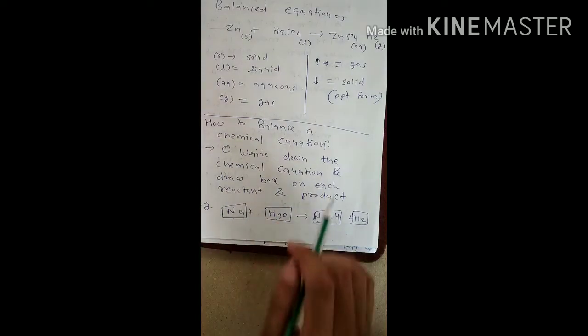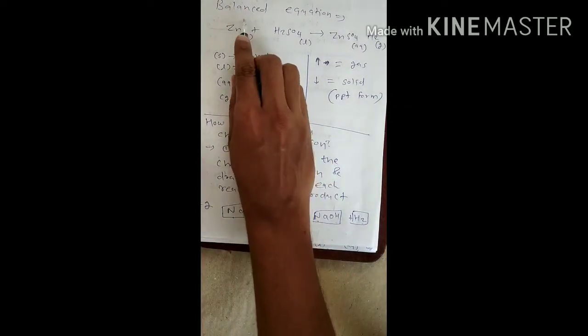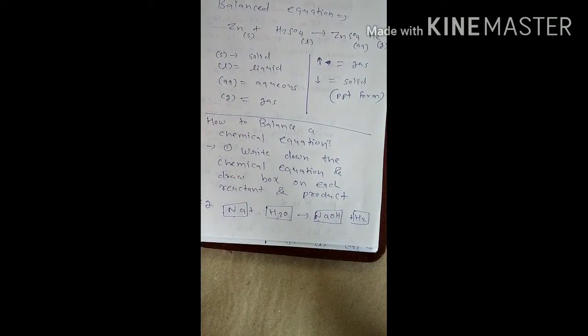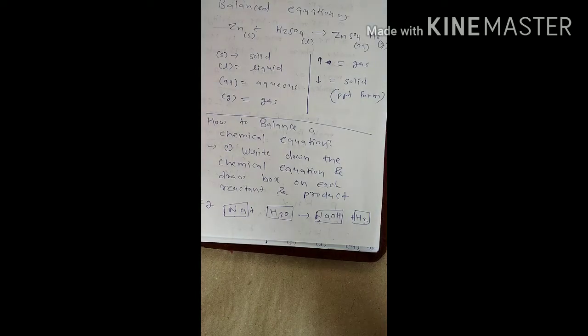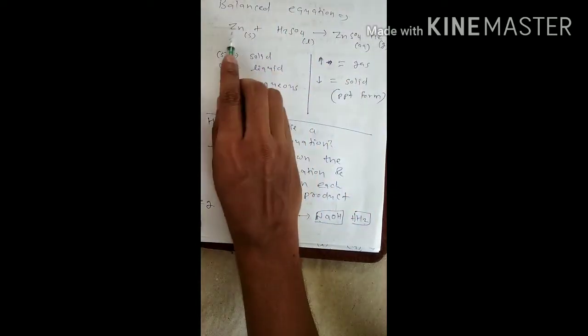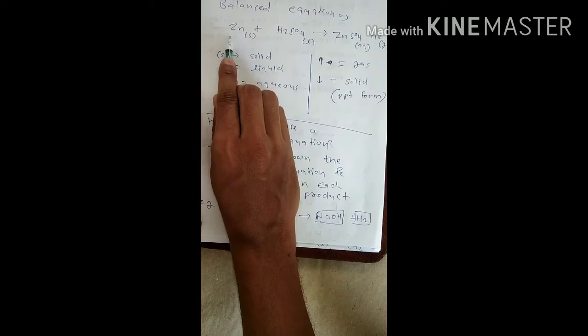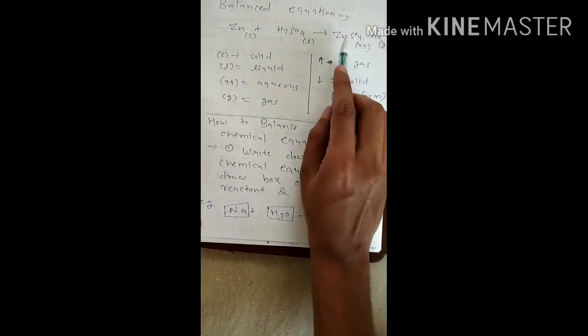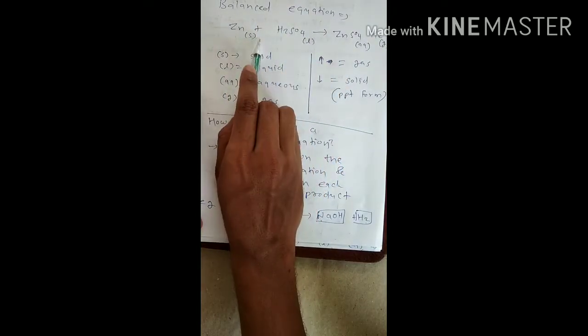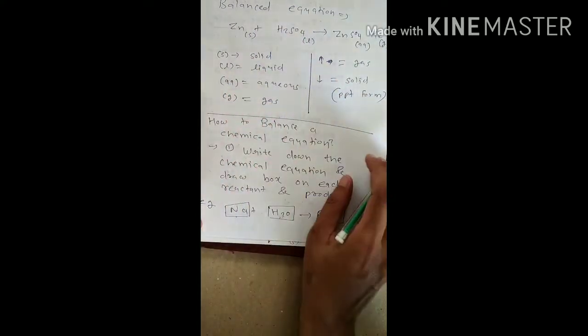Now in this video we are going to learn how to write a balanced equation. In the previous video we discussed what an unbalanced or skeletal equation is. Now we are going to discuss how to write a balanced equation. What is a balanced equation? Let me tell you. If the number of atoms on the product side and on the reactant side are the same, then the equation is a balanced equation.